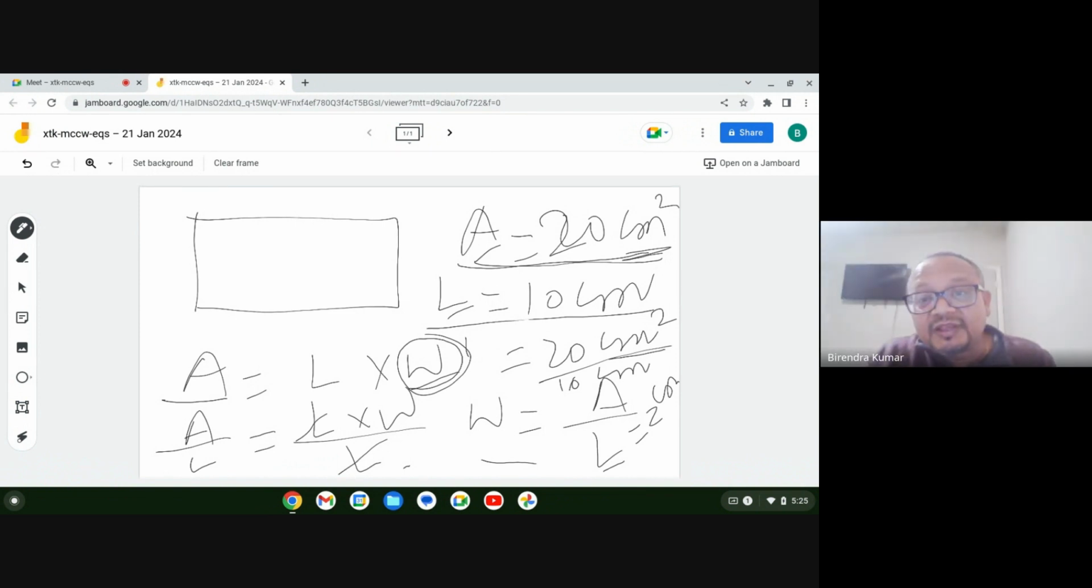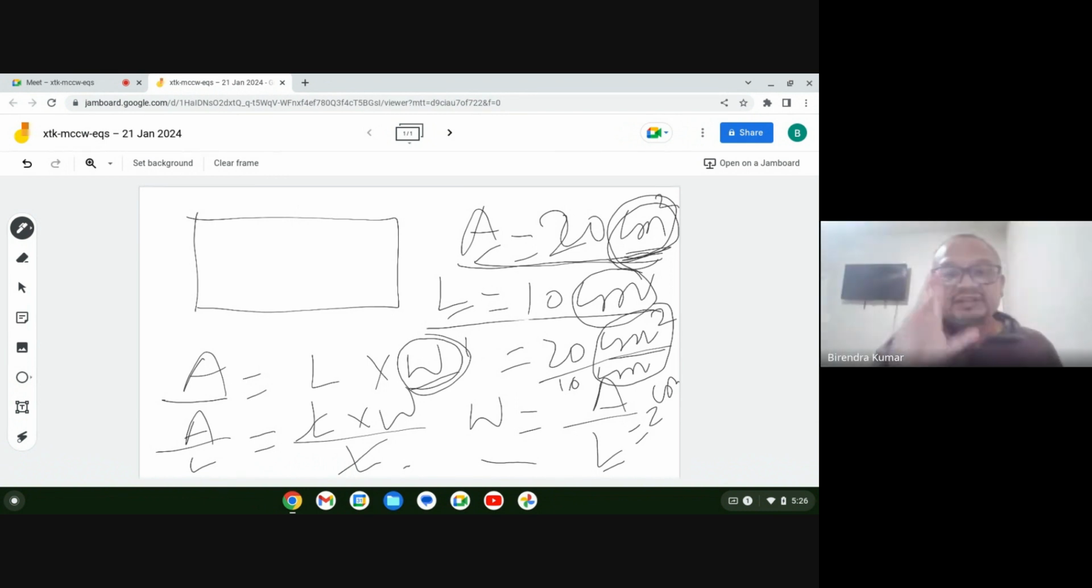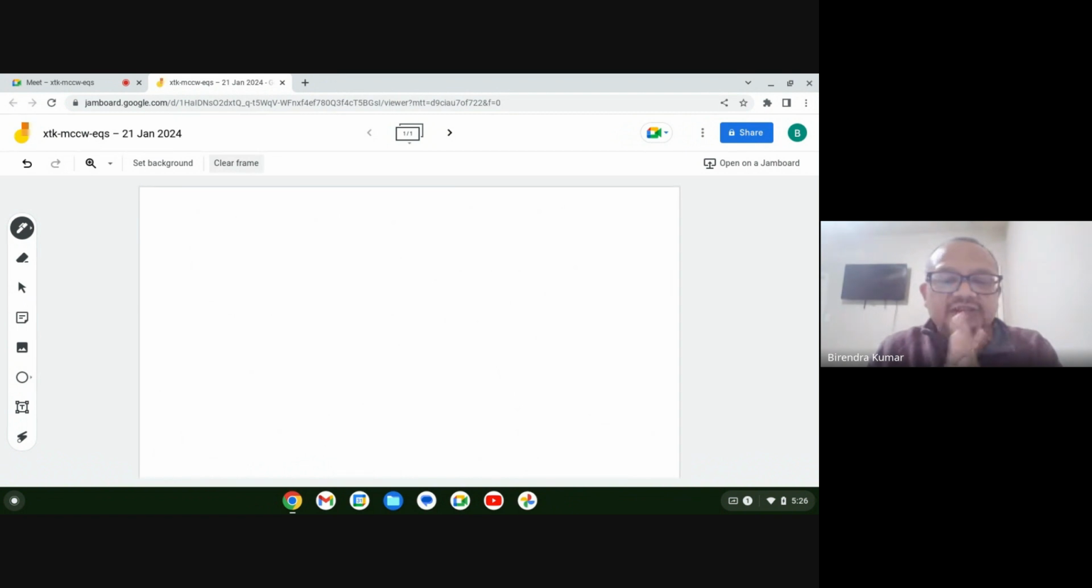Be very careful with the unit. If somebody gives you area in meter square and then the length in centimeter, things might change. So be careful with the unit. Always make sure that you're dealing with similar units. If the units are not the same, that means there's something to be done before you start doing your calculation. This is with the rectangle.